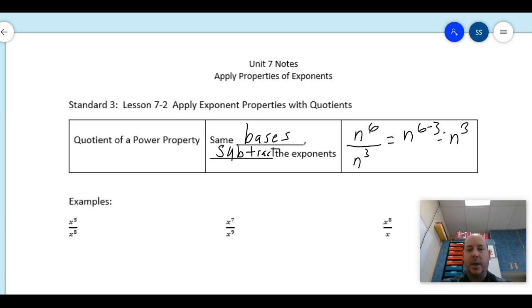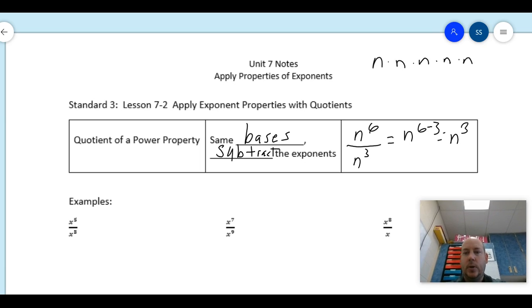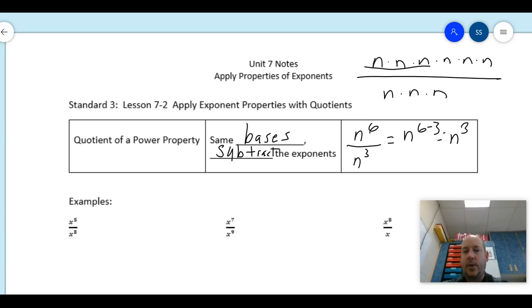And if we think about that, n to the sixth is 6 n's over n to the third. So essentially I can cancel out 3 from both sides. So I'm subtracting those 3 out of there. So we get n to the third, okay? So we just want to subtract our exponents when the bases are the same.